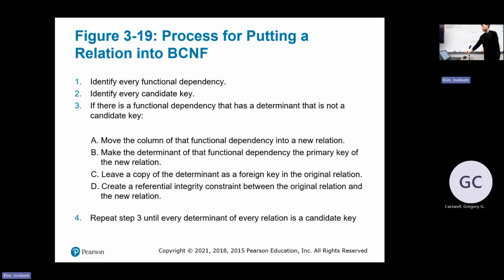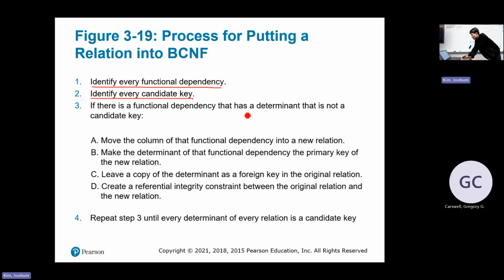So this is a process for bringing a relation into BCNF. Okay, so this is kind of a repeat. First, we have to find functional dependencies between attributes, and then find the candidate key, right?